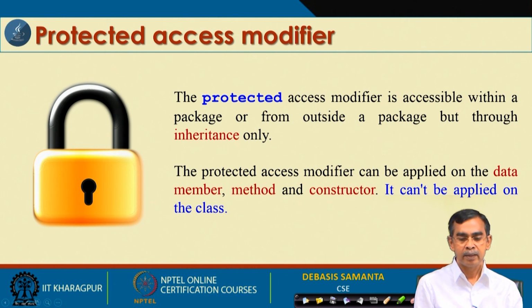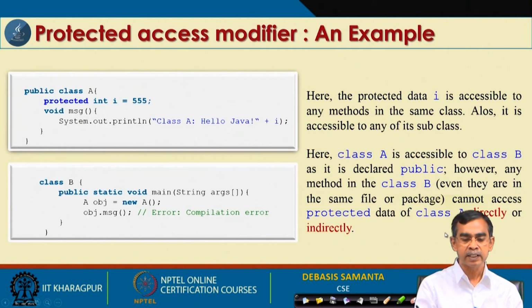Now, I am at the step of discussing the protected access modifier. As I already told you, protected access is limited to the inherited class. That means, if a member is declared as protected in its super class, then that member is accessible to any derived class or any subclass which can be obtained from that. So, this is the concept of protected.